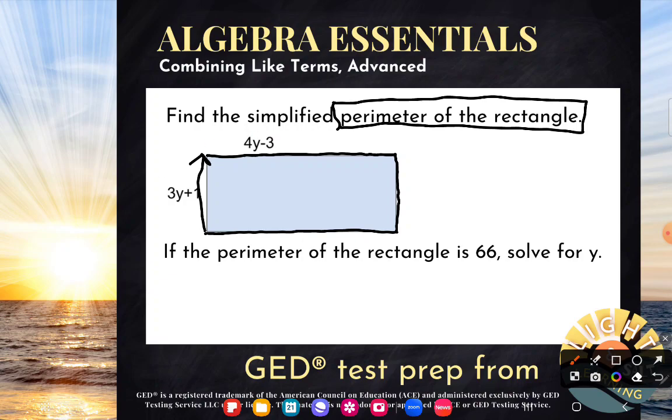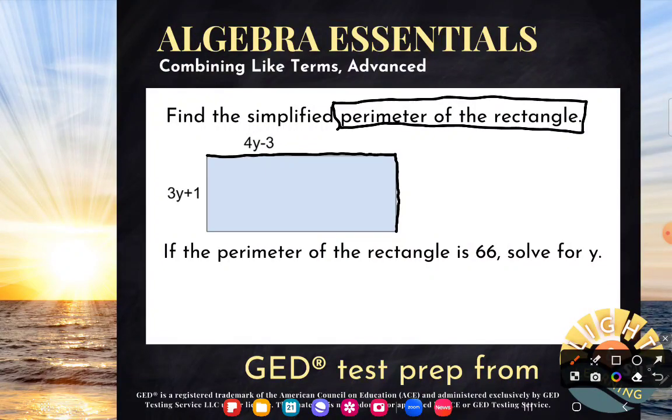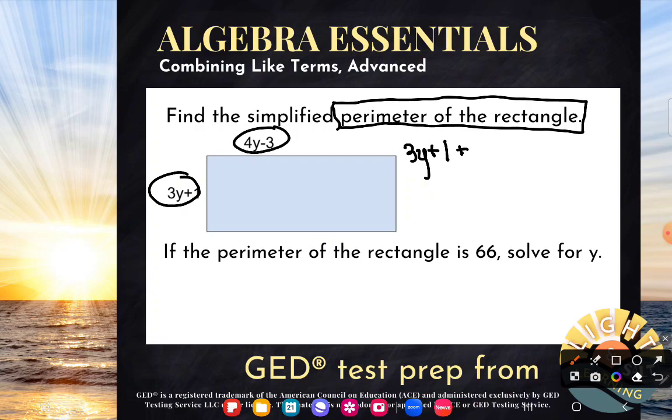Let's start with, I don't know, how about this 3y plus 1? So that's that side. So the length of that side is how long? It's the expression 3y plus 1, where y is some mystery number. Now I'm going to add that with the next side, 4y minus 3.